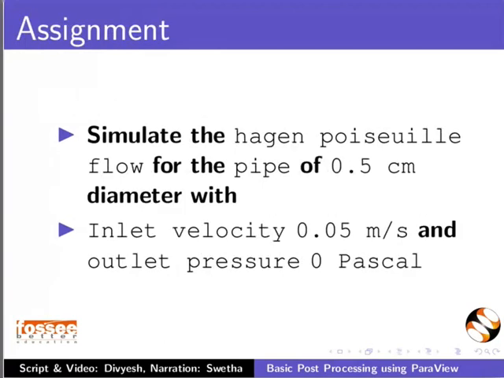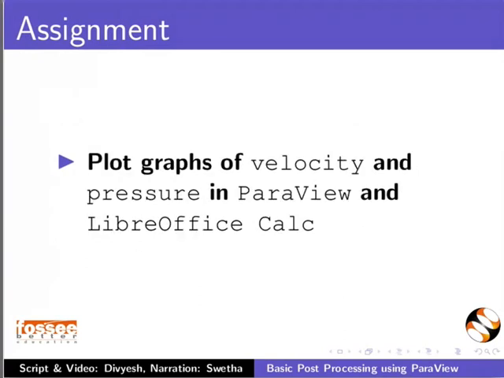As an assignment, simulate the Hagen Poiseuille flow for the pipe of 0.5 cm diameter with inlet velocity 0.05 meter per second and outlet pressure 0 Pascal. And plot graphs of velocity and pressure in ParaView and LibreOffice Calc.